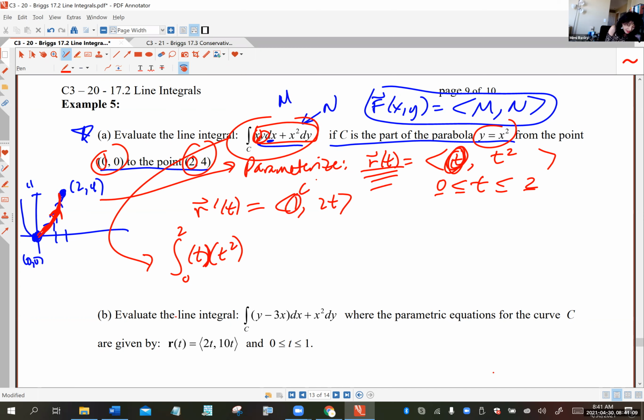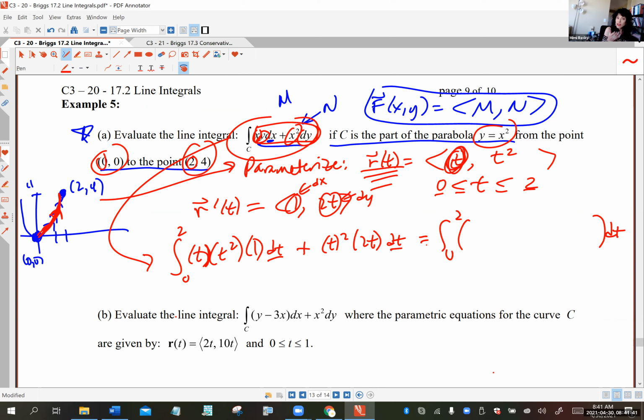Now the dx is going to be the x component from your r prime. So you're going to go 1. It's really 1 dt, and I'll put that there. But you'll see the dt kind of factors out, and I'll pull it out. And then x squared, so for us that'll be t squared. dy is really this 2t dt. And this is what you're going to integrate with respect to t. So what I usually do is I like to factor out my dt, since it's common to both. And then I'm looking here, this is t cubed, and then this is 2t cubed.